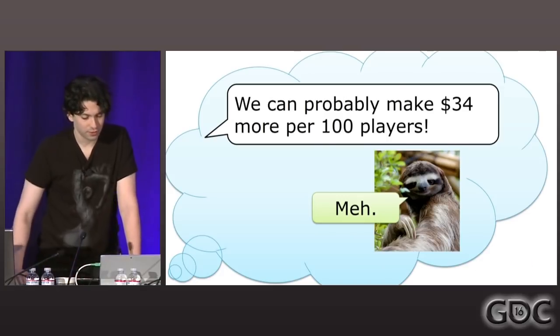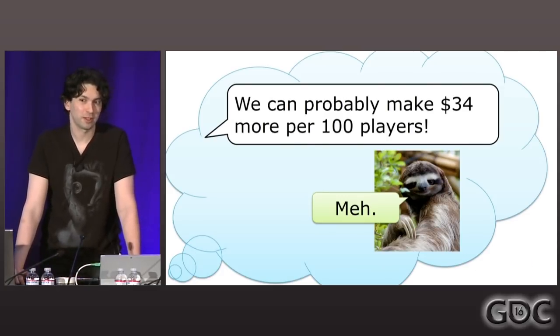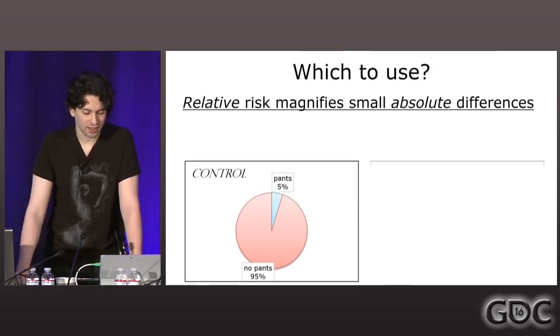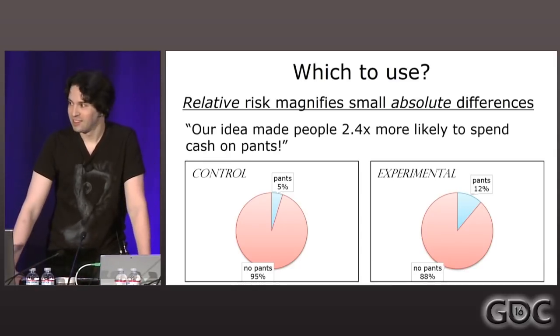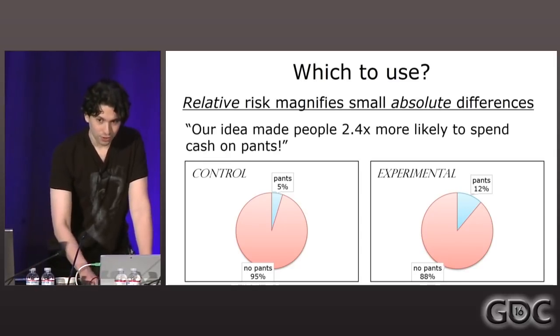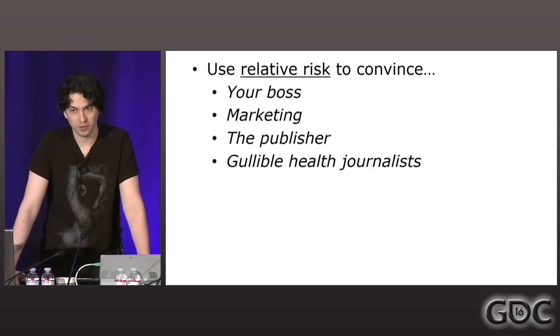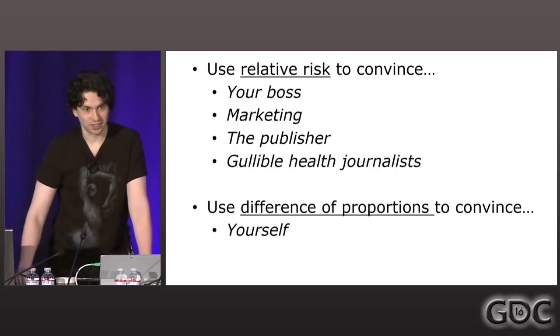You know, if I went to Fred and said, we could probably make $34 more per 100 players, he'd be like, eh. But if I went to him and I said, this idea makes people more than twice as likely to buy pants, sounds a little bit better. So my conclusion is you should use the relative risk test to convince your boss, your marketing department, your VP, and the absolute test to convince yourself.